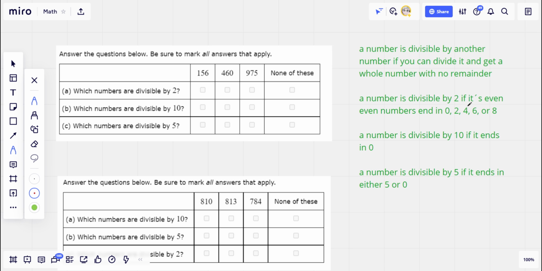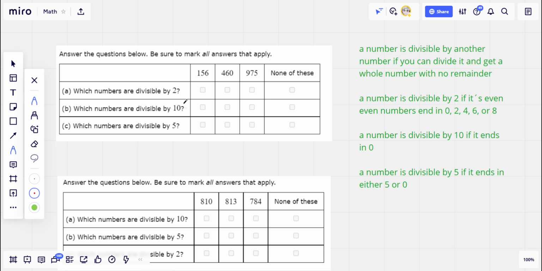A number is divisible by 2 if it's even. So anything that ends in a 0, 2, 4, 6, or 8 is divisible by 2. The divisibility rule for 10 is really easy. If a number is divisible by 10, it ends in 0. So 10, 20, 30, 40, 10,000, all of those are divisible by 10. And the numbers that are divisible by 5 are ones that end in either 5 or 0.